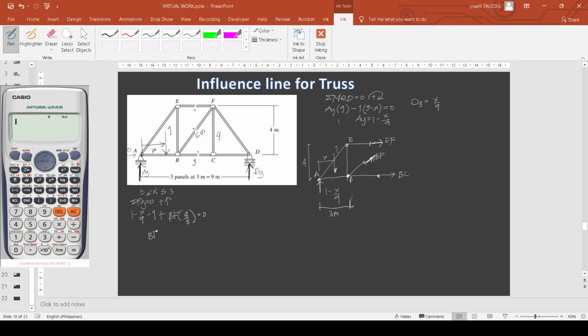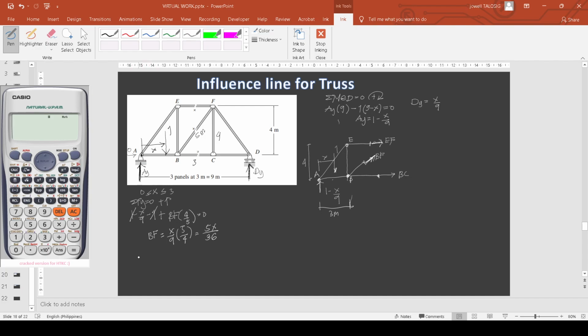So BF is now equal to, the 1 cancels, so x over 9 goes to the other side and becomes positive. We divide by 4/5, which is simply multiplying by 5 over 4. So that is equal to 5x over 9 times 4, that is 36. So 5x over 36 is the equation of our BF when x is between 0 and 3.